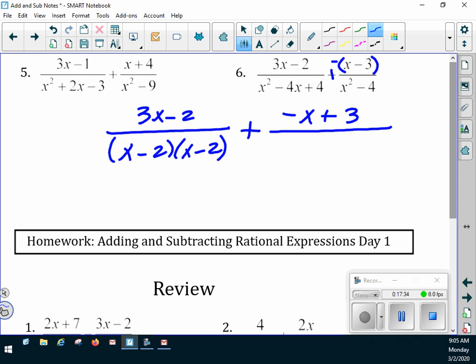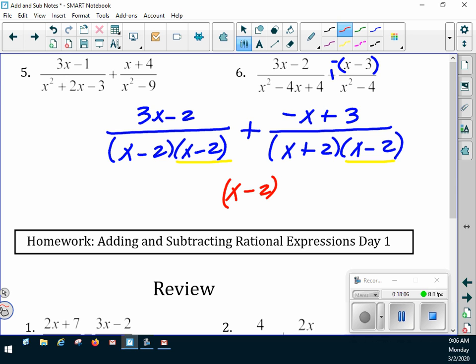Well, that second denominator factor. What have we got common? We've got an x minus 2 common. So I'm going to write that down. I got an x minus 2. Do I have anything else common to both lists? No. So we're just going to write down everything else we see. There's an x minus 2. And there's an x plus 2.